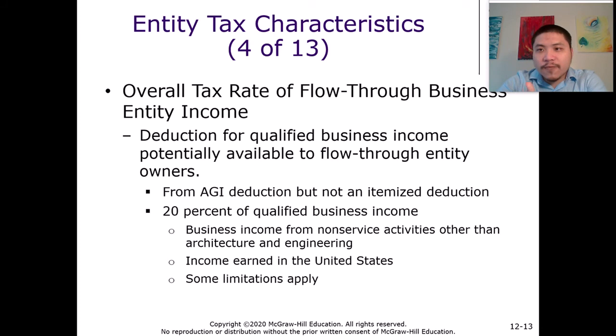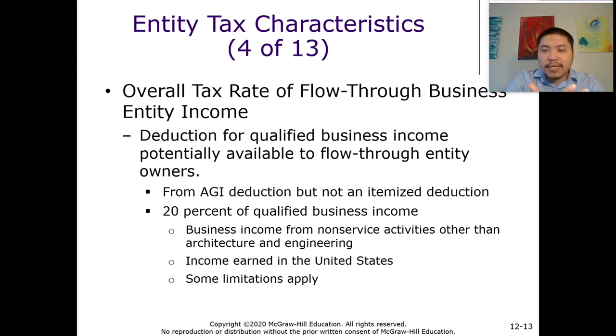For owners of flow-through entities, they also have some certain deductions that they are eligible to deduct. Remember in a chapter, I forgot which one, when we talked about for AGI deductions. Besides the itemized deduction or standard deduction, we also have the qualified business income deduction.